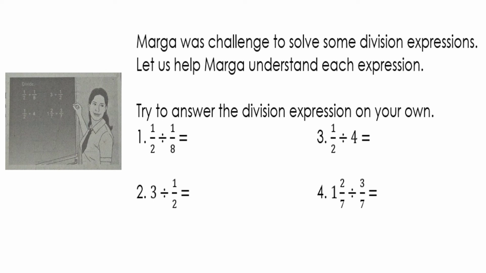So we have number 1, that is 1/2 divided by 1/8. So we can write this also in the form of 1/2 divided by 1/8, or that is also 1/2 all over 1/8. Okay, so you look for the LCD, which is 8. So you will multiply the numerator and the denominator by 8.